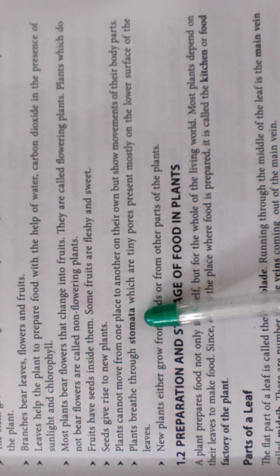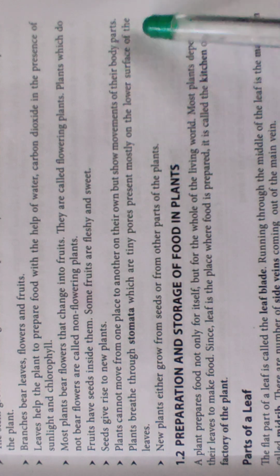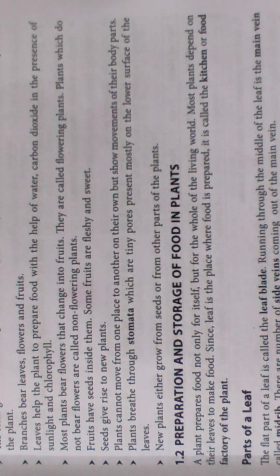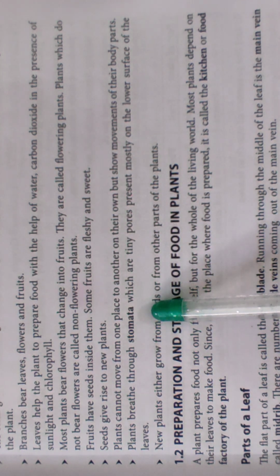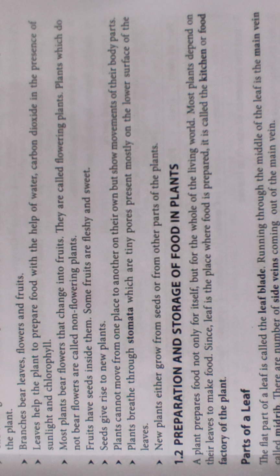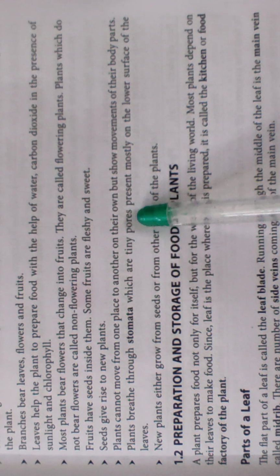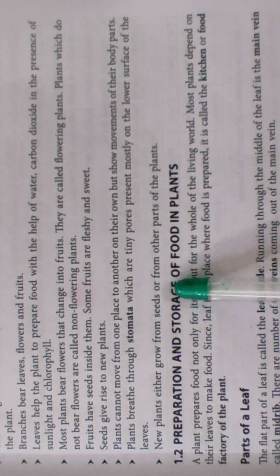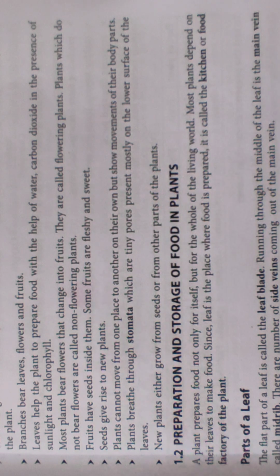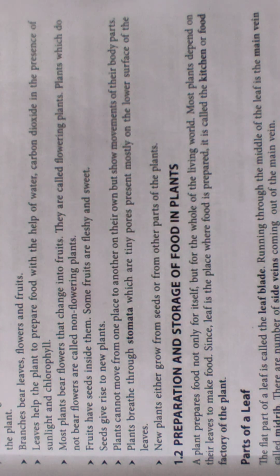Now the plants breathe through stomata, which are tiny pores present mostly on the lower surface of the leaves. So how do the plants breathe? They breathe through stomata, which are very tiny pores. You can see them on the lower surface of the leaves mostly. Now plants either grow from seeds or from other parts of the plants.